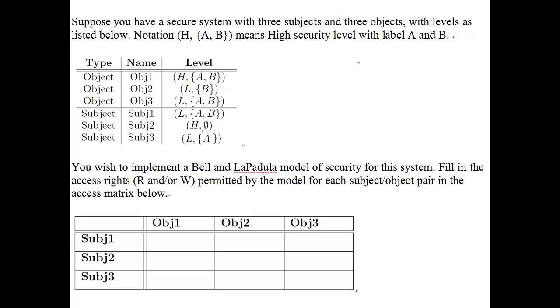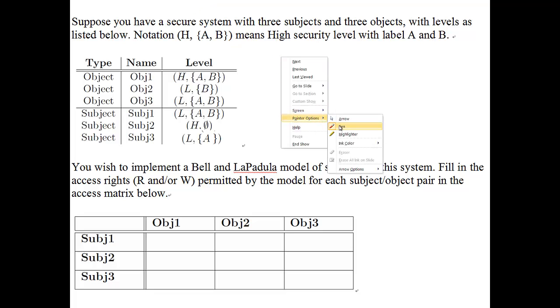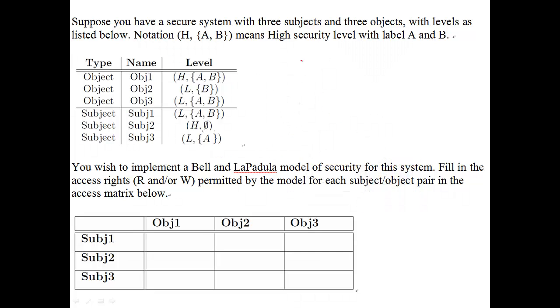Let's see this one, okay? This is the example. Suppose that you have a security system with 3 subjects and 3 objects. The levels are listed as follows, okay? The notation here means high security level with labels A and B. In our previous case, A means Army, B means Navy.